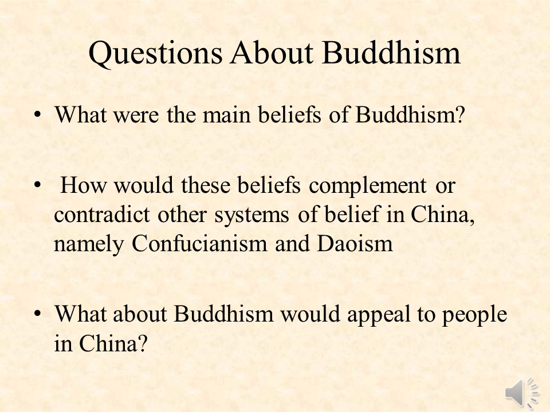But we want to ask ourselves, what were the main beliefs of Buddhism? How did they complement or contradict other systems of belief in China, namely Confucianism and Taoism? What about Buddhism would appeal to people in China? In the rest of the video, we're going to discuss these questions.